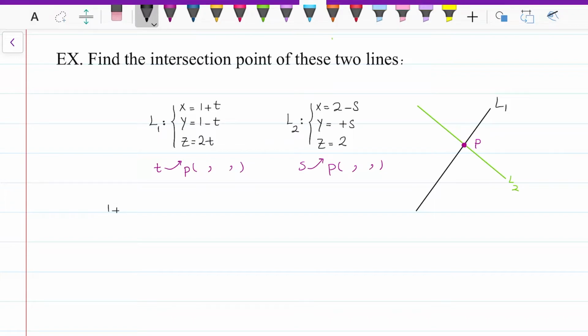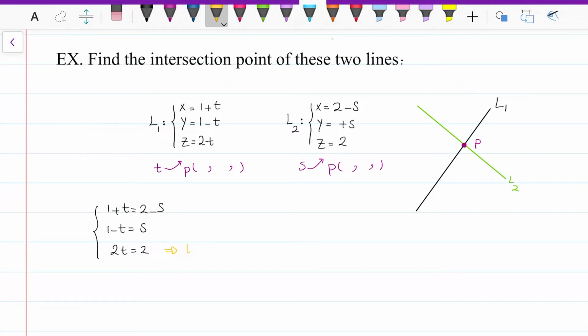I'm going to put the first coordinate of the first line equal to the first coordinate of the second line. Then 1 minus t equals s, and then 2t equals 2. So as you see, I have three equations. I have two variables, t and s. Okay, so that's a system of equations. Let me try to solve it.